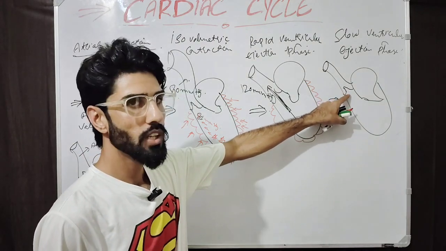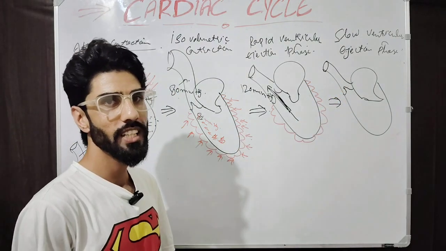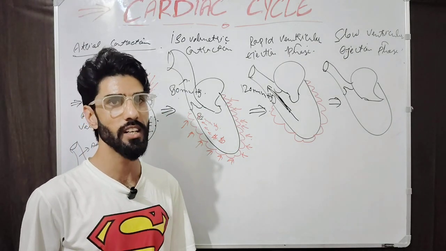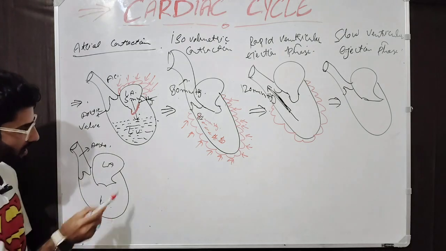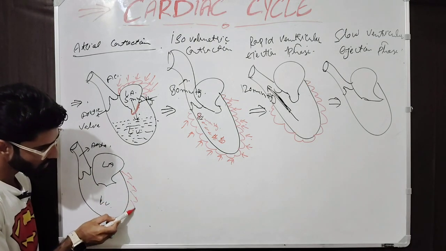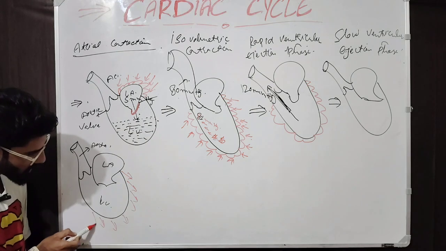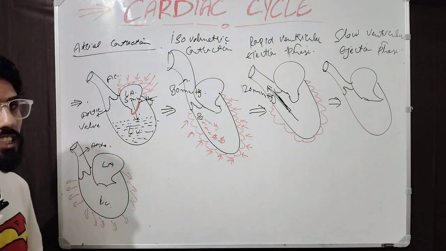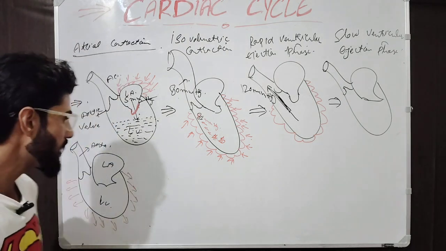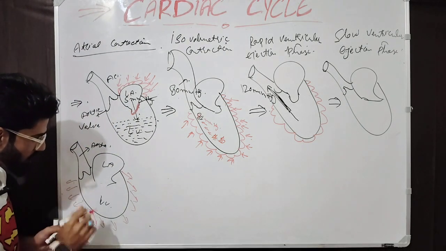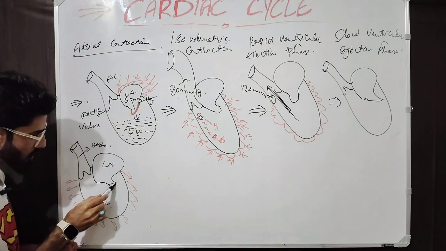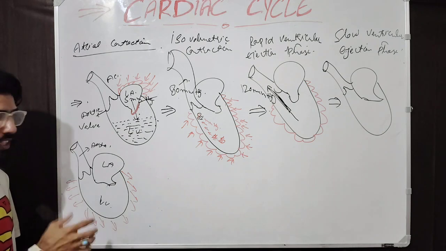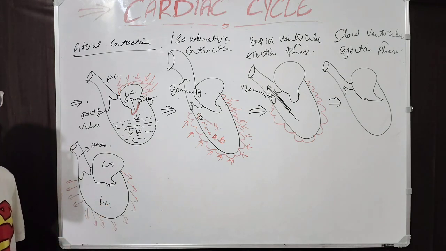When the aortic valve closes, the left ventricle now has to relax also. There is a left ventricular relaxation phase. The left ventricle will start relaxing, but as a closed chamber. Why? Because the mitral valve was already closed and the aortic valve is already closed. Now the ventricles will start relaxing as a closed chamber.